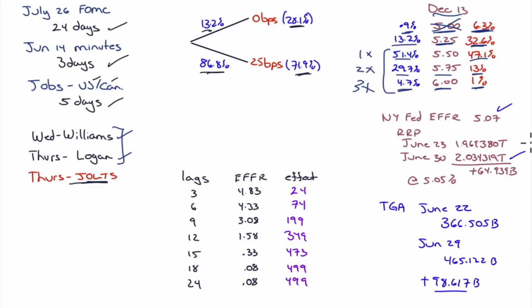To be fair, the reverse repo was dropping all week long. On Thursday, it was 1.935, about 35 billion lower here. So it has been creeping down day after day. But it is the end of a quarter, and the reverse repo facility usage always increases at the end of the quarter. So you can't really judge much from June 30th, but it is back over 2 trillion, an increase of almost 65 billion, and that's being paid 5.05 to be there. TGA was 366, now is 465.